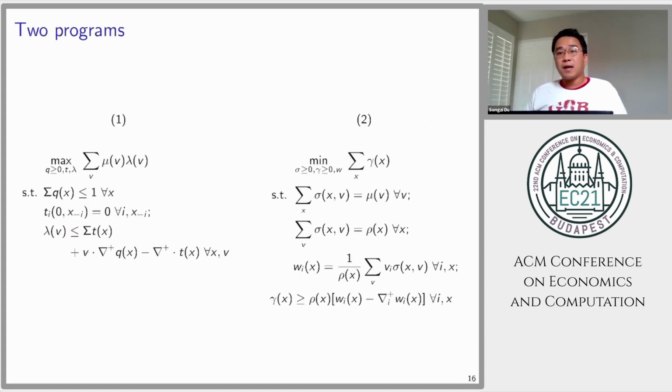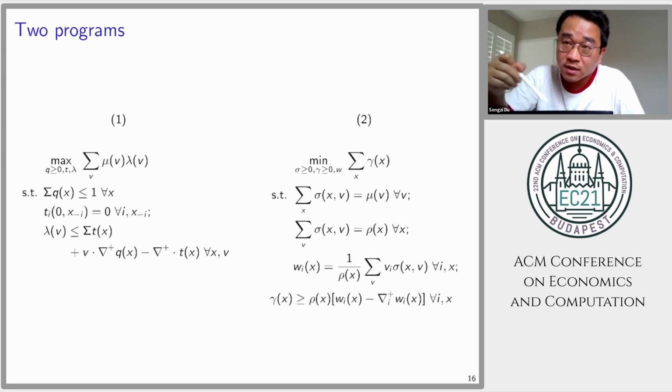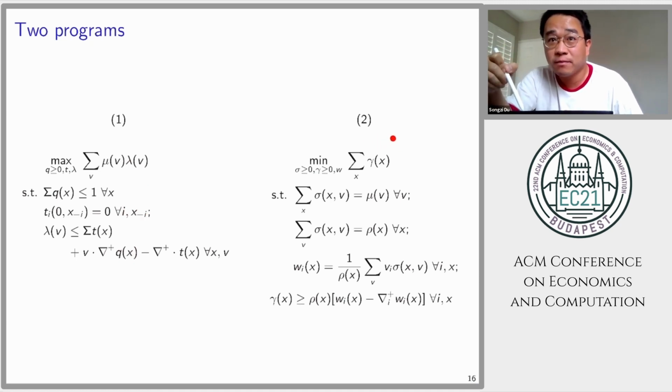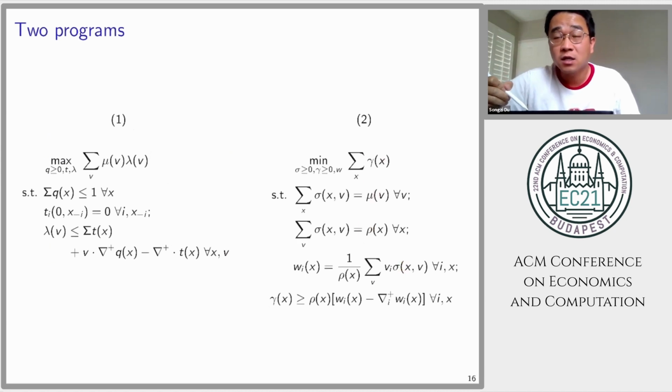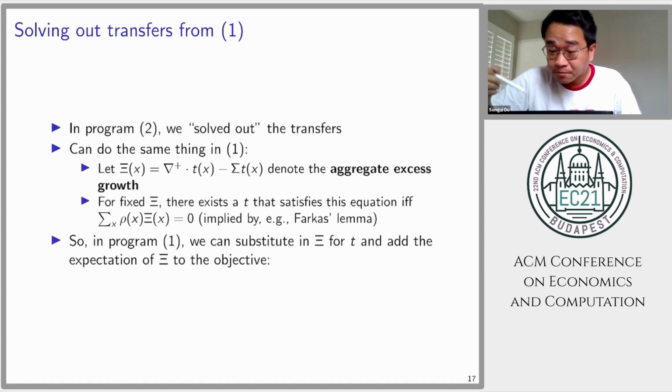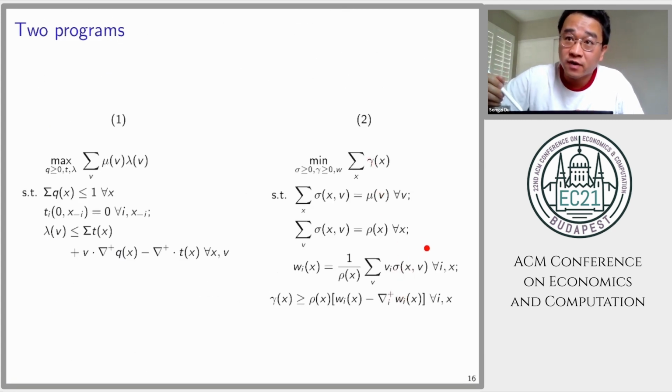Okay, so let me explain these two bounding programs. I have rewritten them here. Problem 1 is the bounding program for max to min. Problem 2 is the bounding program for min to max. Remember in problem 2, to derive the virtual value, the step is to solve out the transfer. To solve out the transfer, we arrive at the virtual value.